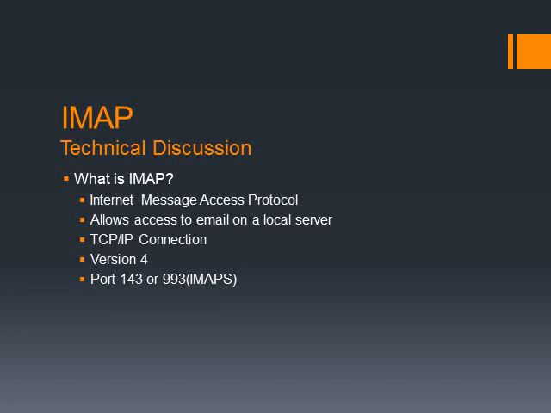It's established with the TCP/IP connection, so as before, it does a three-way handshake and ensures that messages are being received on the other end. Also, its latest version as of now is version 4. It works off of port 143 for IMAP and then 993 for IMAP over SSL. It's abbreviated IMAPS. Also, most servers, like your Google or Gmail, Yahoo, use this on top of POP3.